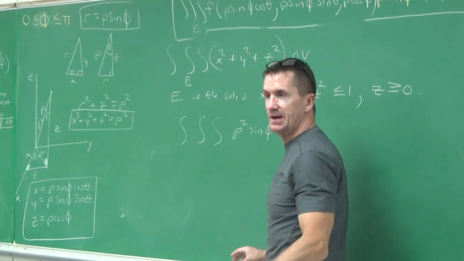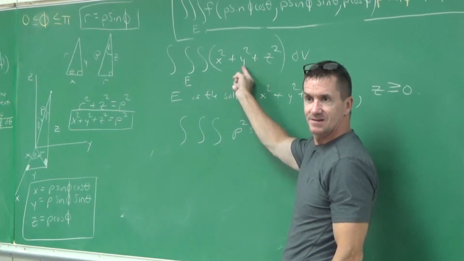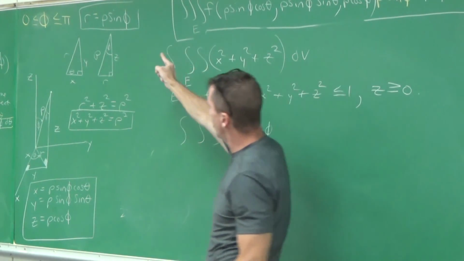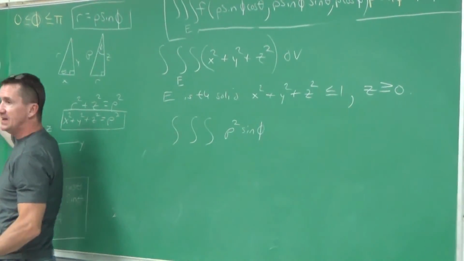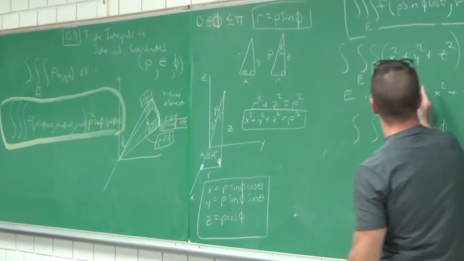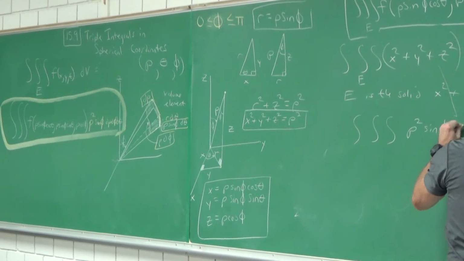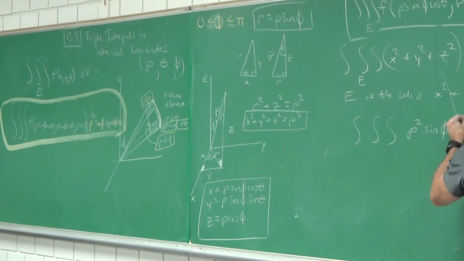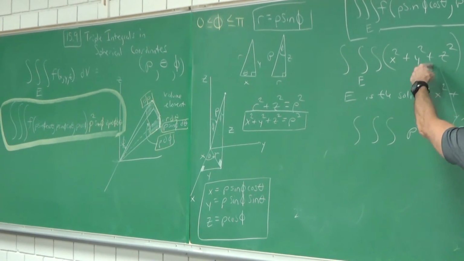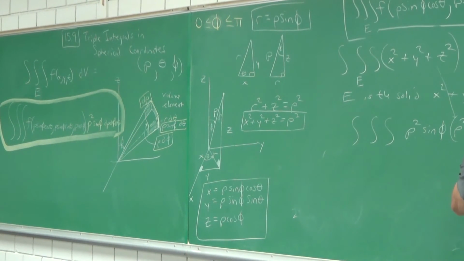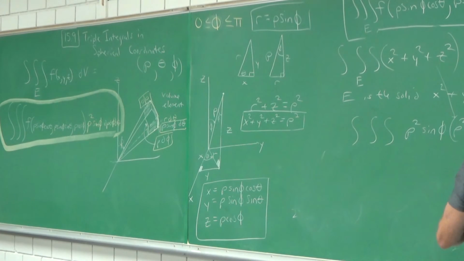This is the first problem today. I've got something else in here, and I can't leave it like that. I'm not allowed to have x's, y's, and z's. I need rhos and phis and thetas. Anybody know what that is equal to? That's rho squared. So I'm just going to draw an arrow and say, you're rho squared. Isn't that cool? That's rho squared, the automatic volume element: d rho, d phi, d theta.